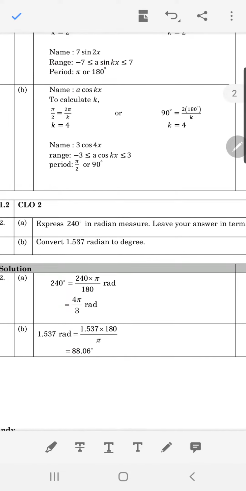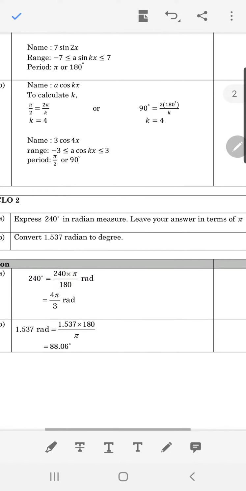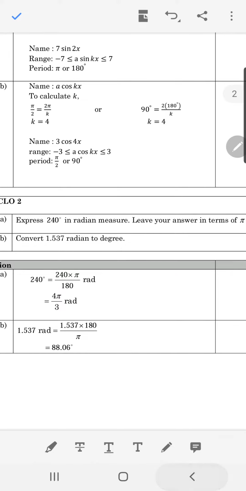Question number 2, change to radian, and leave your answer in pi. So the formula is pi over 180 degree, times theta. And radian to degree is 180 degree over pi times theta. So this is the answer for the second question.